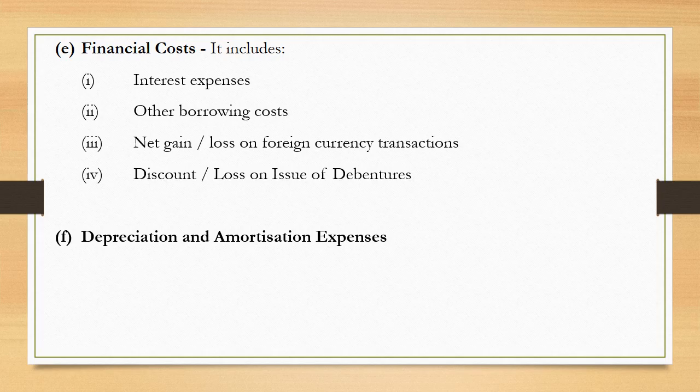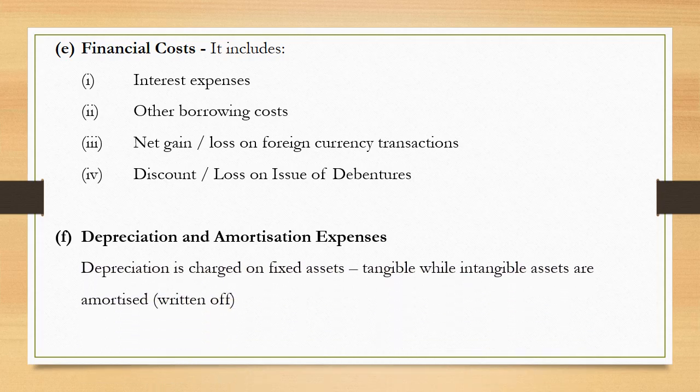Next is depreciation and amortization expenses. Under depreciation and amortization expenses, we know depreciation is charged on fixed assets, that is tangible, while intangible assets are amortized. Any reduction in value of intangible assets will be the amortization of intangible assets.